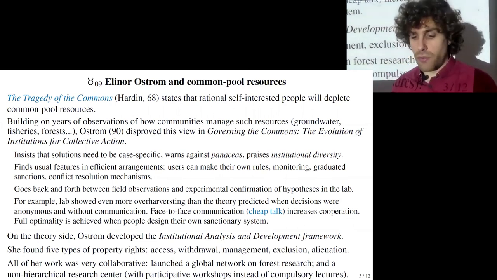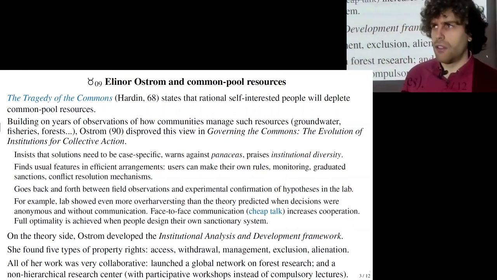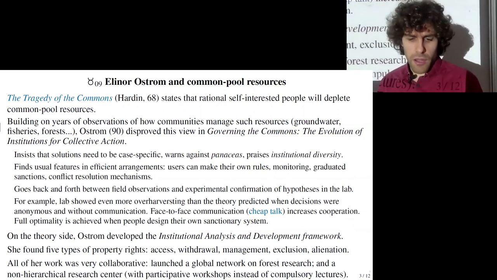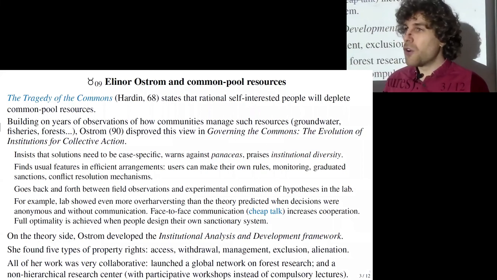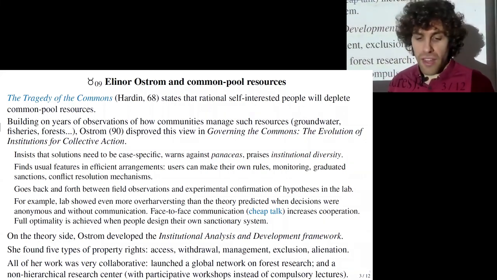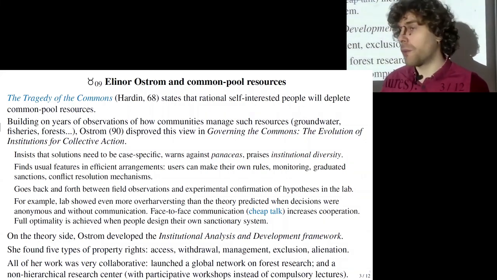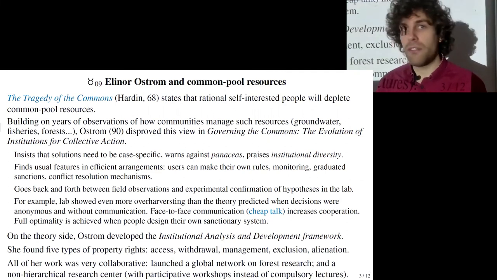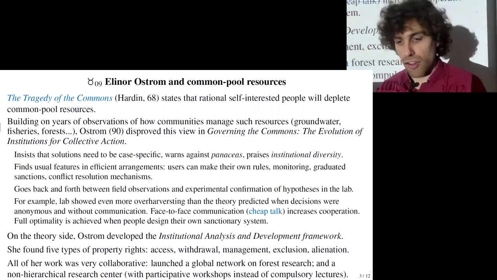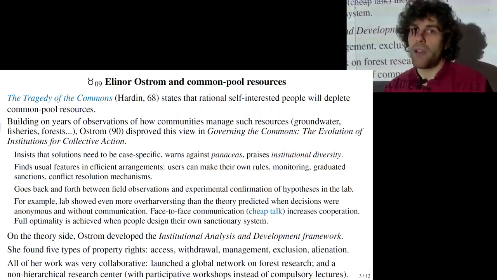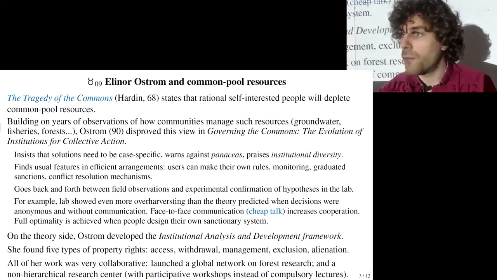And she built a research center, I think it's at the University of Arizona, that is non-hierarchical as well. So there are no compulsory lectures. There are participative workshops instead. So there are free interactions between students and professors. And someone says, okay, today I'm going to give a talk about this, and those who want to come, etc.